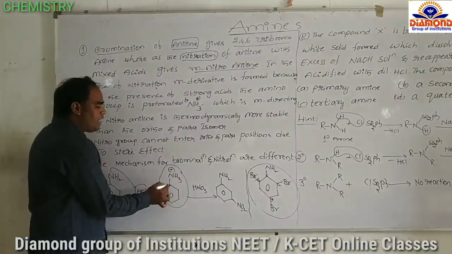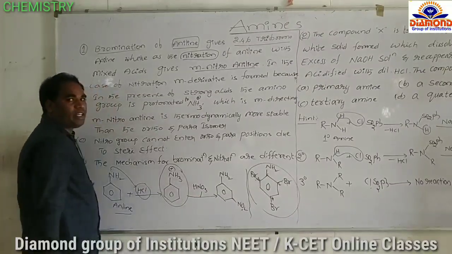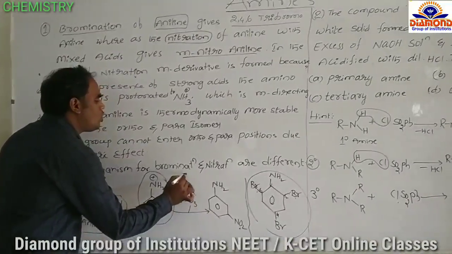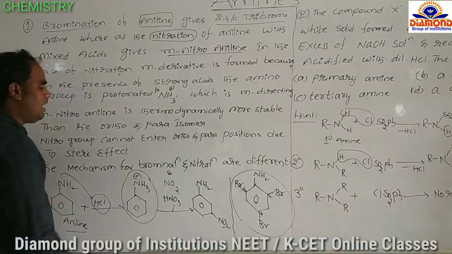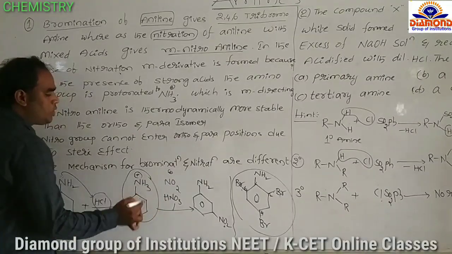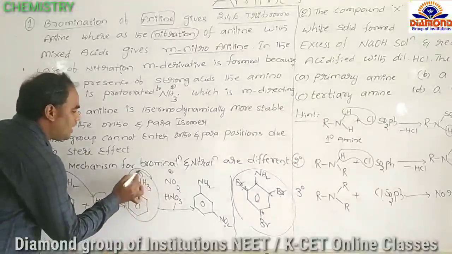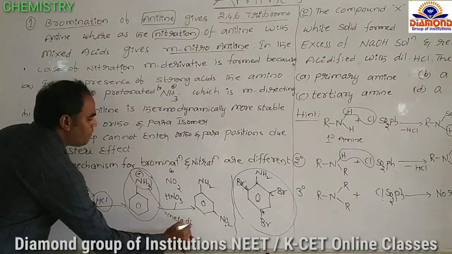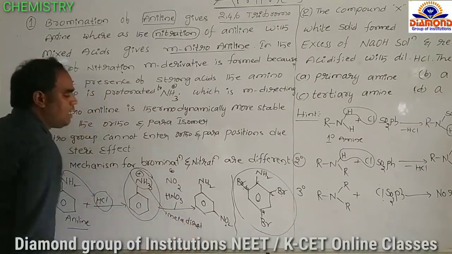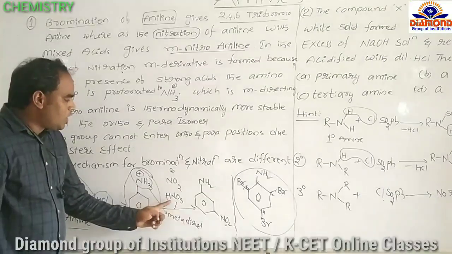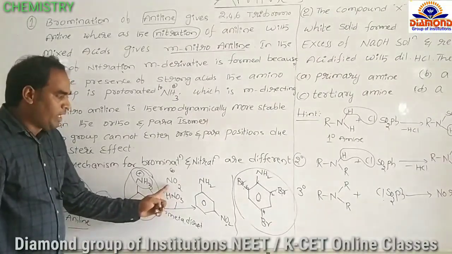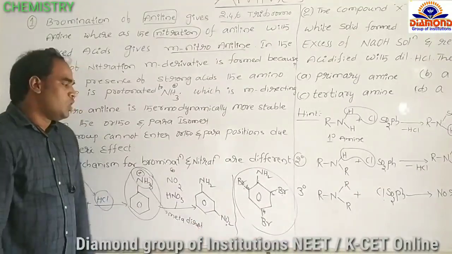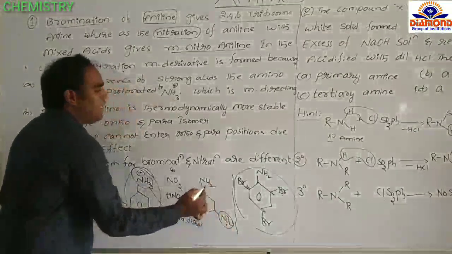This anilinium ion reacts with HNO3. From this HNO3, the NO2 plus electrophile is obtained. That electrophile is substituted at the meta position because the anilinium ion is a meta directing group. So the NO2 plus obtained from HNO3 is substituted at the meta position, and we get meta-nitroaniline, students.